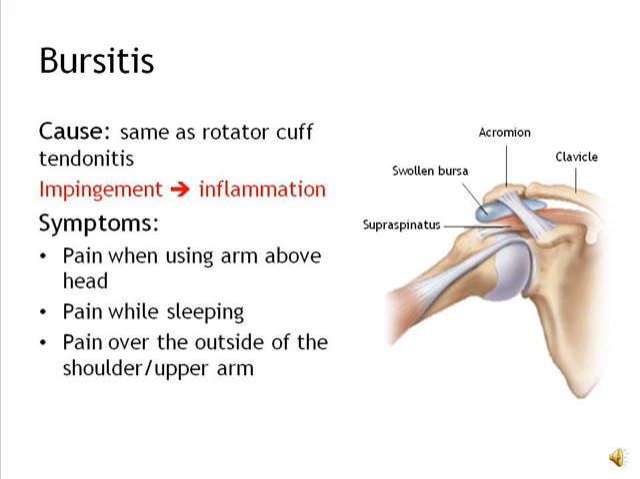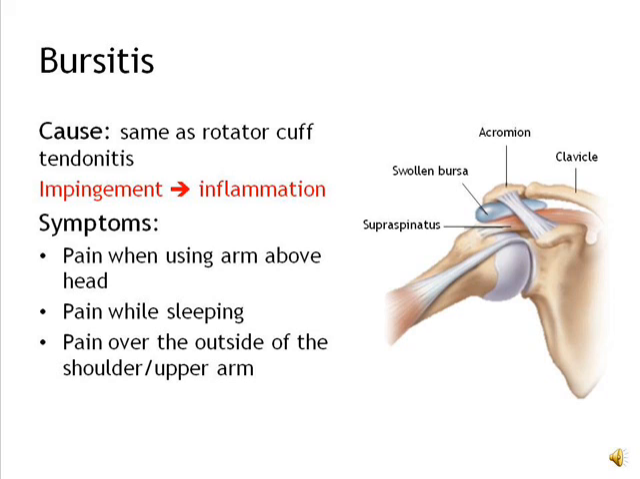Okay, so as we saw with the rotator cuff tendonitis, the same thing happens with the bursa. And again, in many individuals with this problem, the shape of their bones can be such that they have less space than others. So therefore, just a small thickening of the tendons or the bursa can cause symptoms.